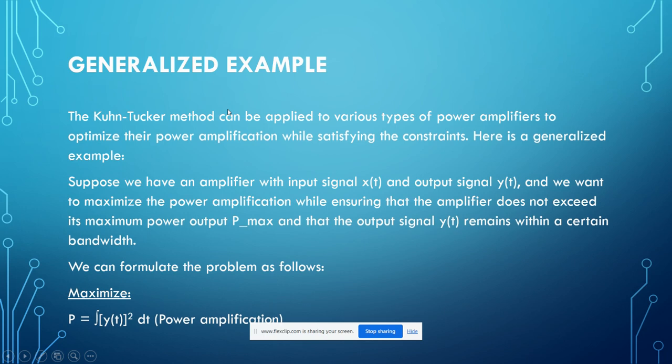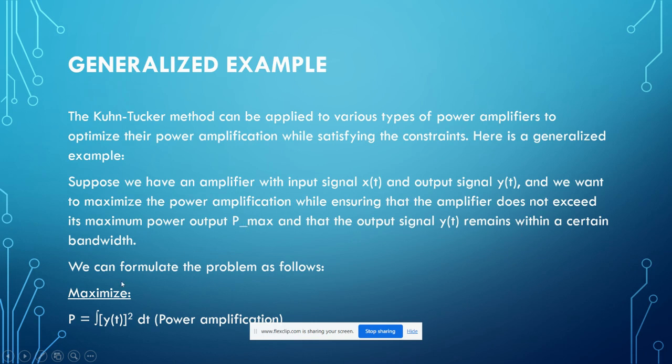Let's take a generalized example, another example. Suppose we have an amplifier with the input signal x of t and output signal y of t. We want to again maximize the power amplification with certain constraints. So y of t is the output, x of t is the input.